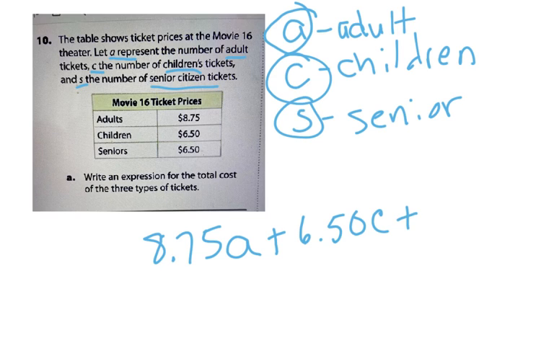Then we would add to that the cost of the senior citizen ticket, which is $6.50, and we would multiply that by however many senior citizen tickets we purchase. So there's our expression, okay? So $8.75 times A plus $6.50 times C plus $6.50 S. There's your expression for the total cost of the tickets.